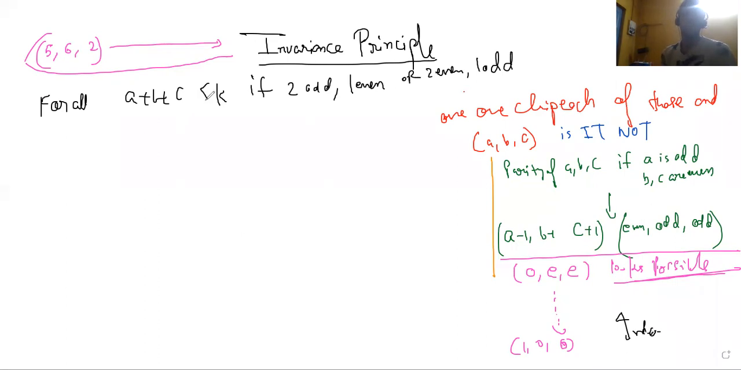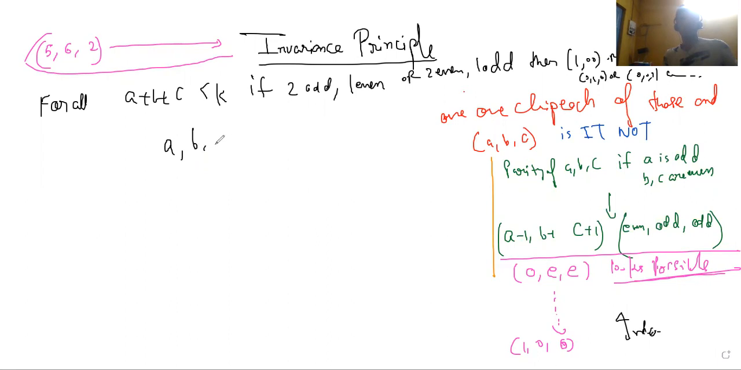So for all numbers for which the sum is less than k, if the triple is of this kind, for which we want to prove the answer is yes, you can reach 1, 0, 0, or 0, 1, 0. You assume that for all numbers a plus b plus c less than k, this can be reached. Okay, but then it's simple, right?